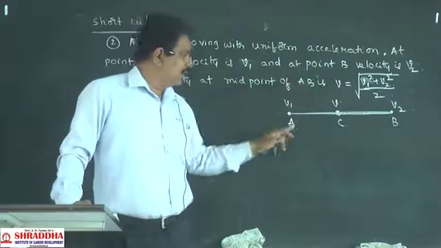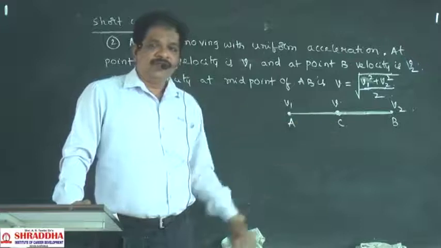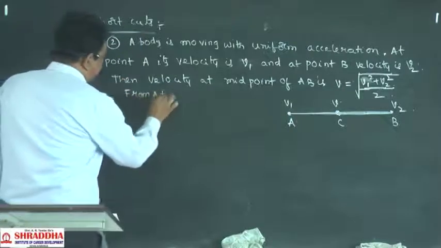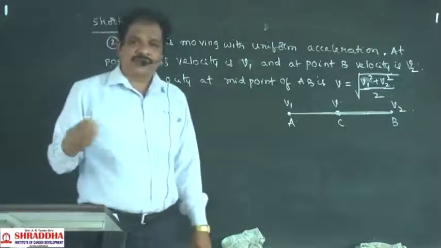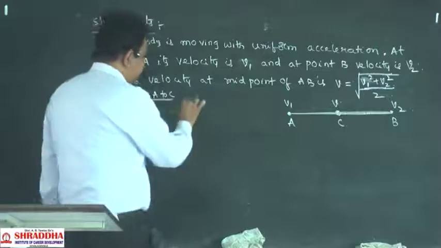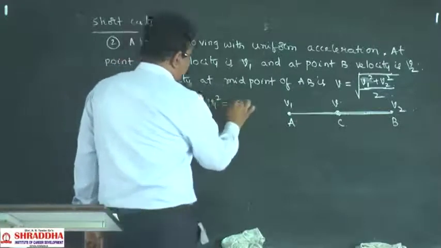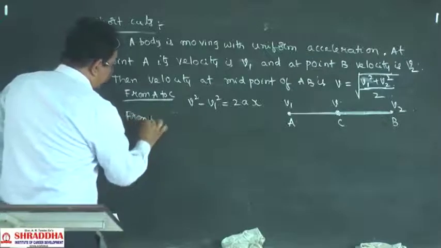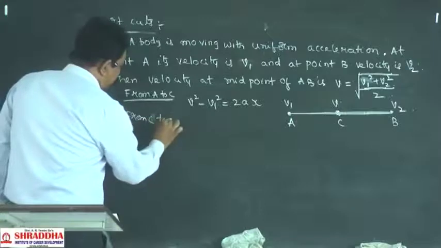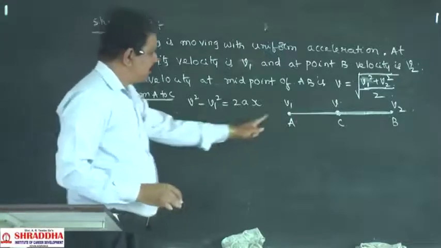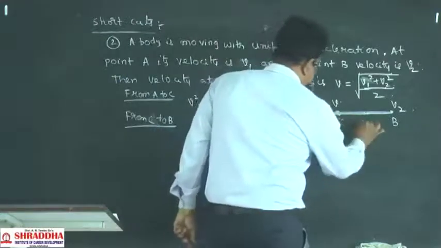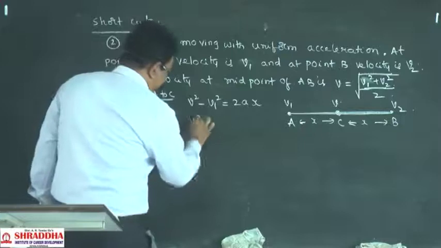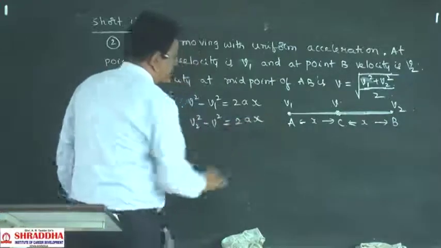Okay, then how did this come? Between A to C, if we apply V square minus U square is equal to 2AS, we will get V square minus V1 square is equal to 2ax. Next, from C to B, if we apply the same formula, this distance, if I assume it as x, because this is the midpoint, automatically this distance will also be equal to x. V2 square minus V square is equal to 2ax.